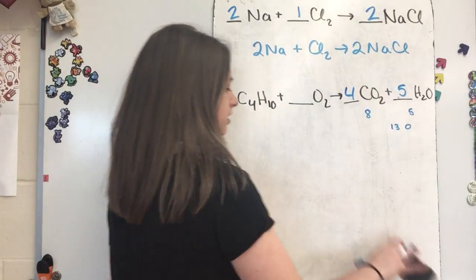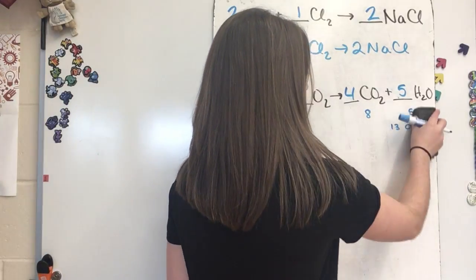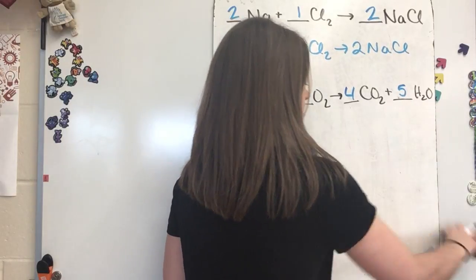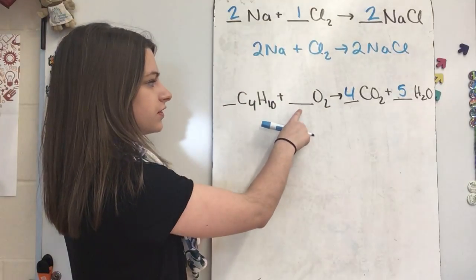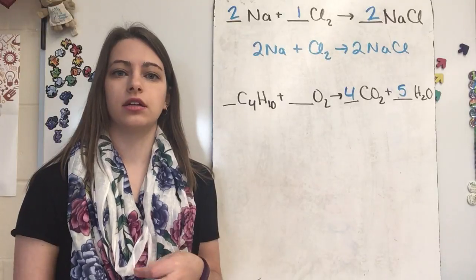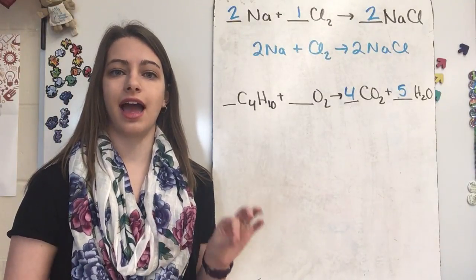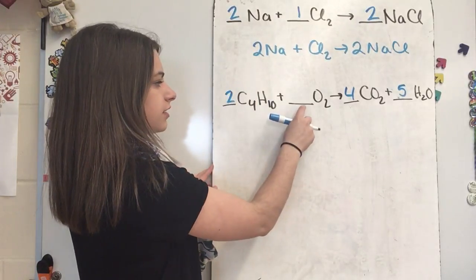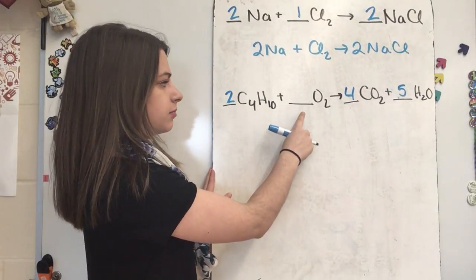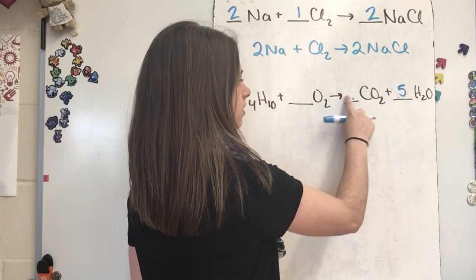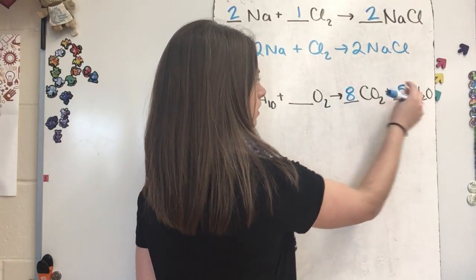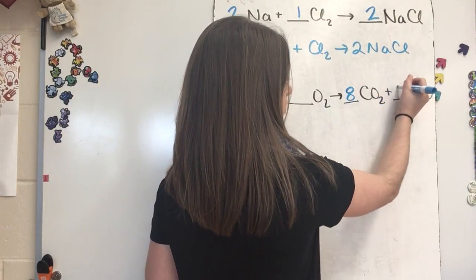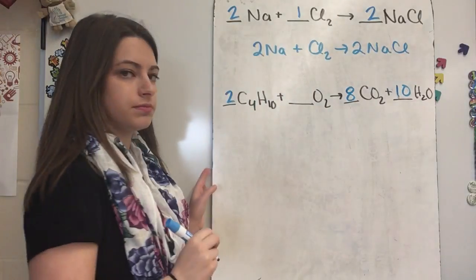If you end up in a spot where you can't come up with a whole number to fill this, here's a trick. Try doubling everything. So I'm going to make this a 2. I'm still going to leave this blank because we haven't figured out what number that's going to be yet. Instead of a 4, I'm going to turn this into an 8. And instead of a 5, I'm going to turn that into a 10.